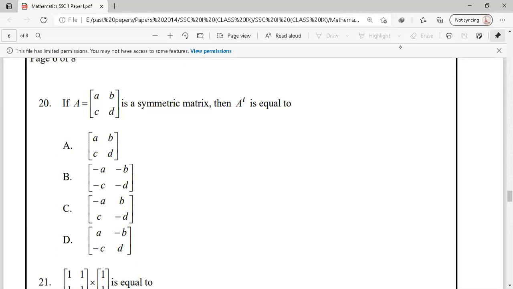Then we have question number 20. In this question, matrix A is a symmetric matrix. So if we recall the definition of a symmetric matrix, a matrix whose transpose is equal to the same matrix is known as a symmetric matrix.